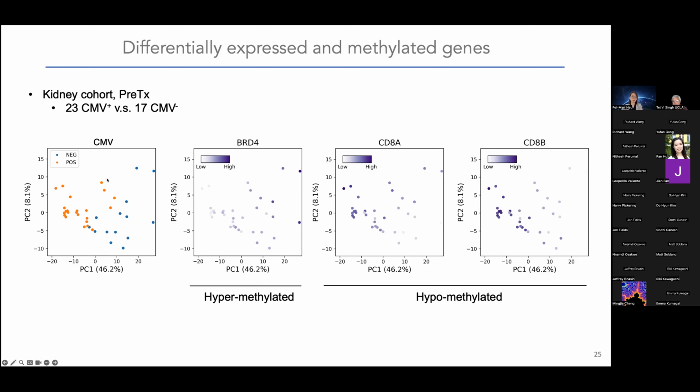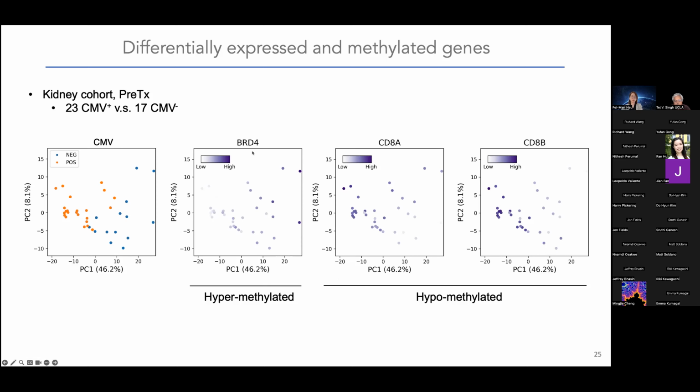You can see those latently infected patients are more on the left side of the PC1 axis. Those not infected go to the right of the PC1 axis. So we found 3 genes of real interest, and they are differentially expressed and also differentially methylated.